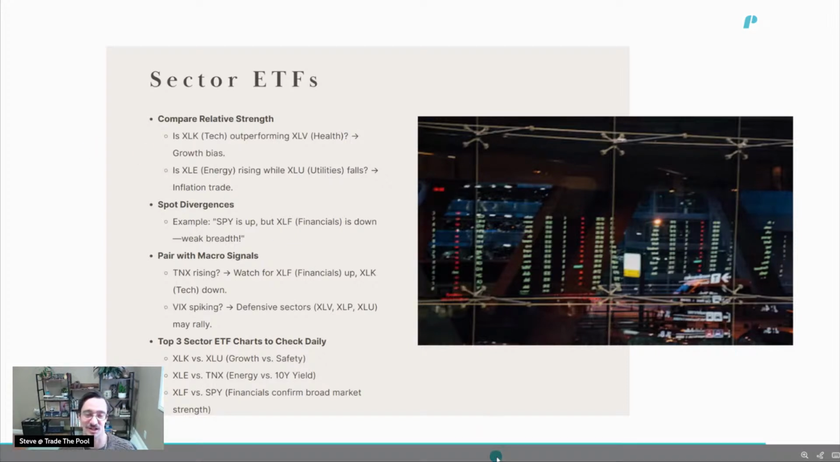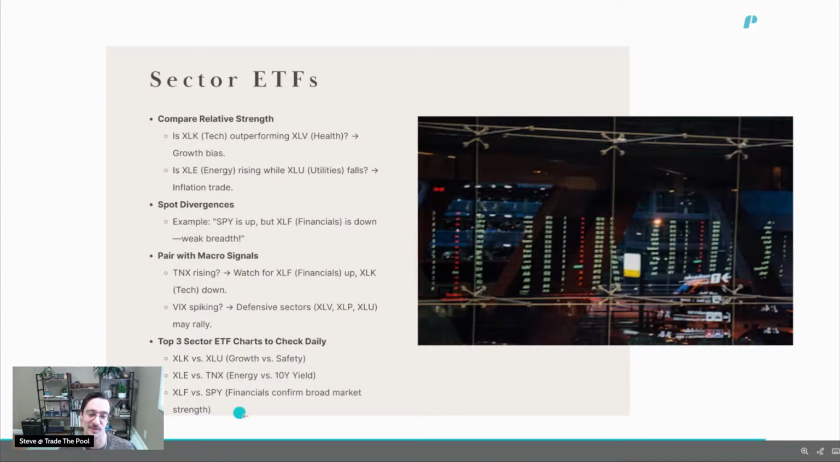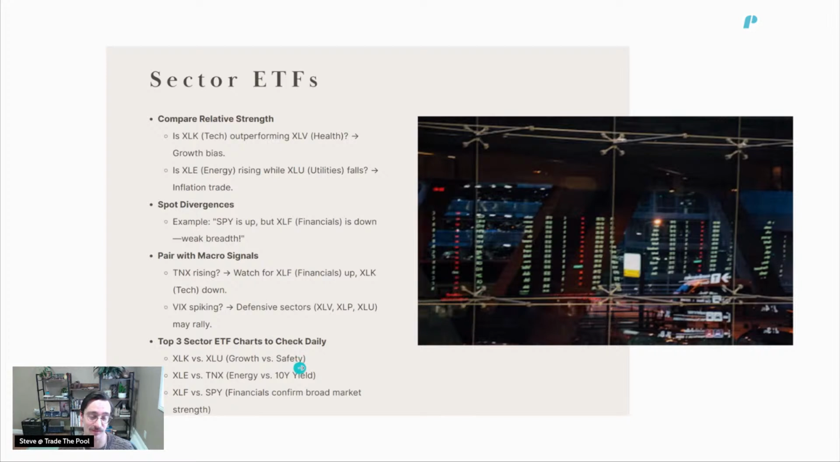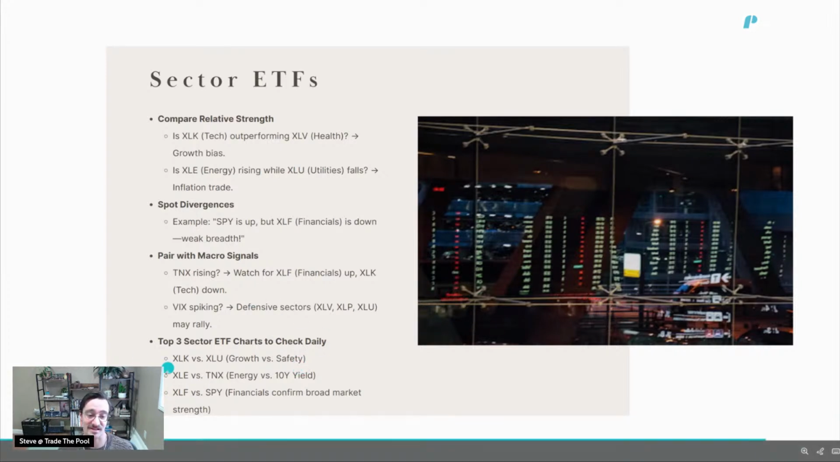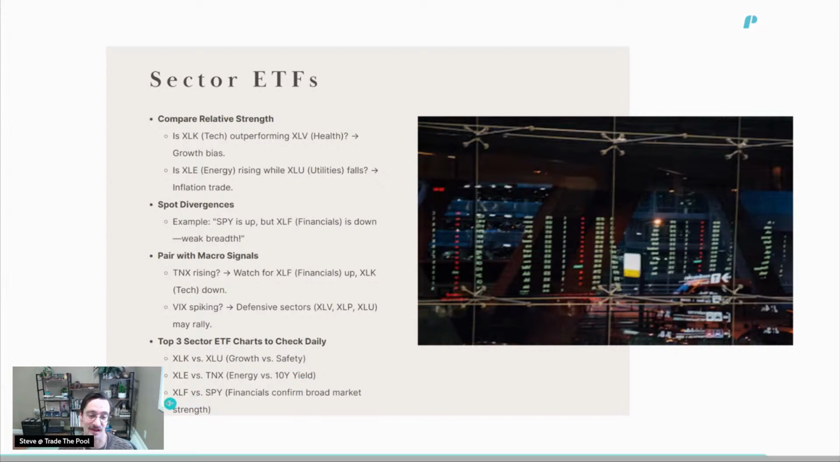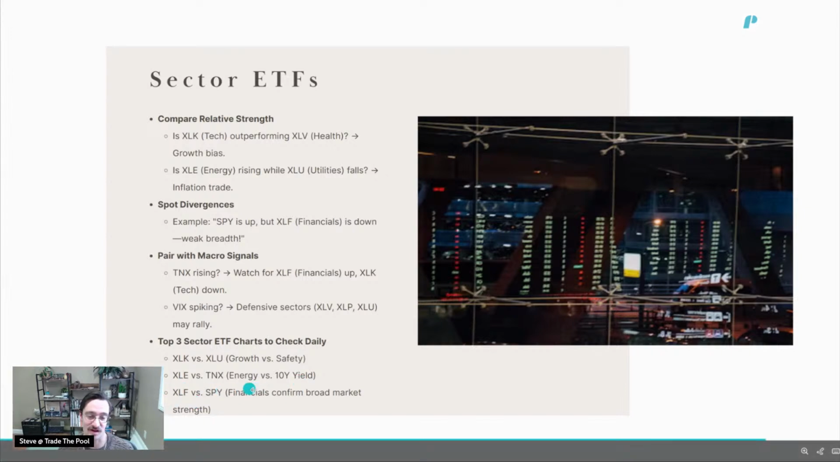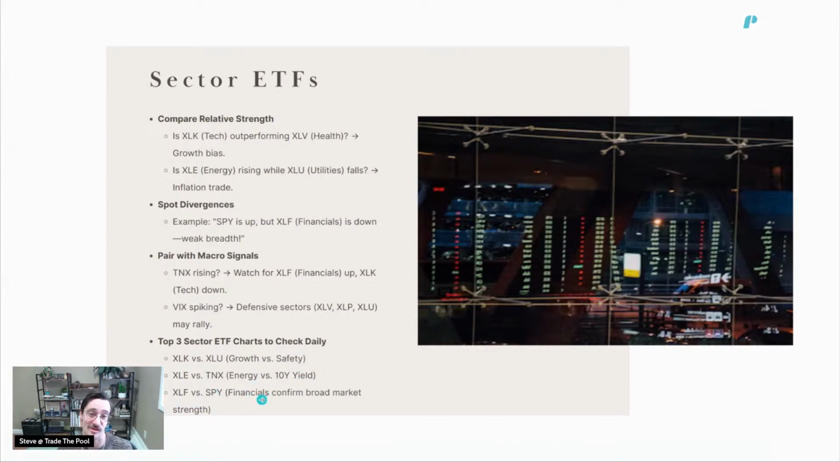I highly recommend you check out these ratio charts. The ones mentioned here are XLK over XLU, so growth over safety. That's how you can visualize that. XLE over TNX, energy over the 10-year yield, and XLF versus SPY. So financials would confirm broad market strength. If the banks are doing well, everything should do well.